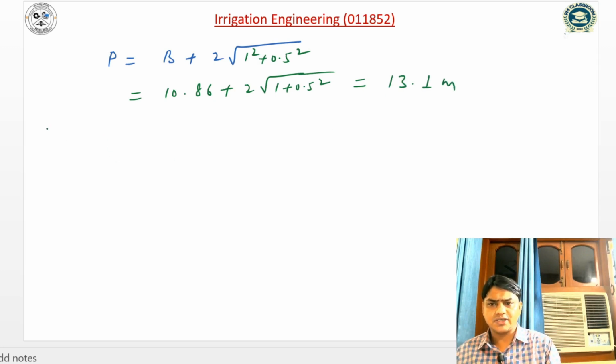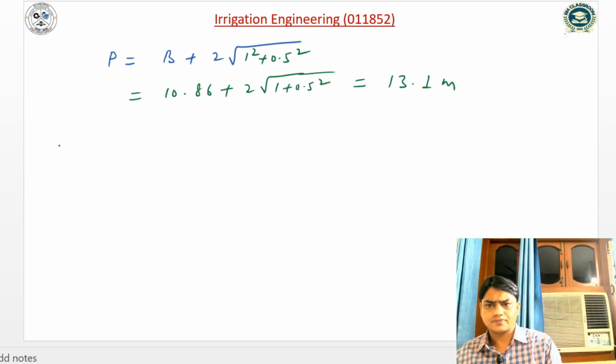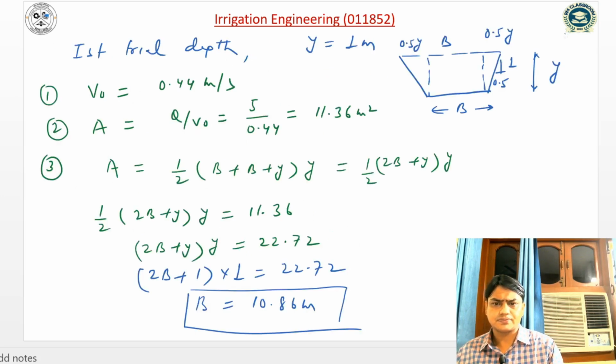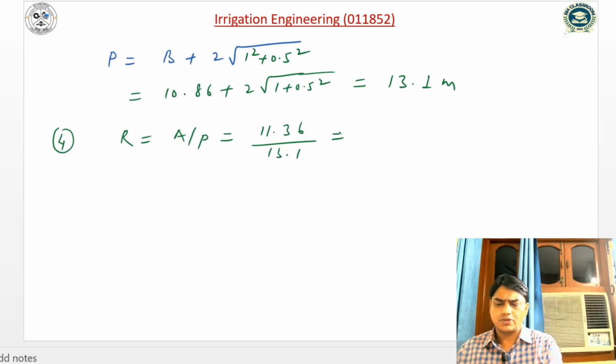So hydraulic radius can be computed as hydraulic radius is A by P. So area is 11.36 divided by 13.1. So the value of hydraulic radius is 11.36 divided by 13.1. So it is 0.867. So 0.87 meter.